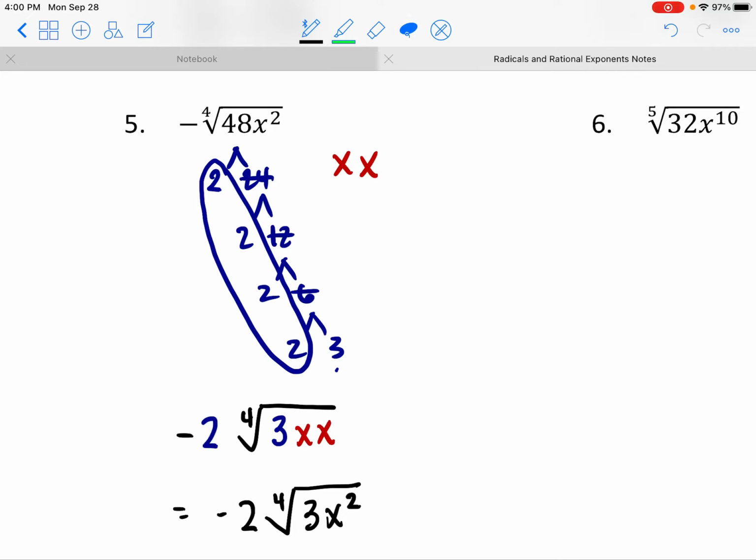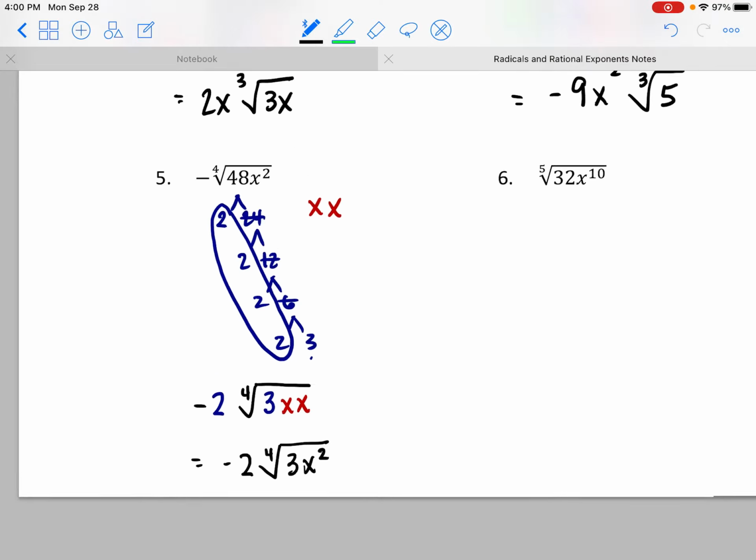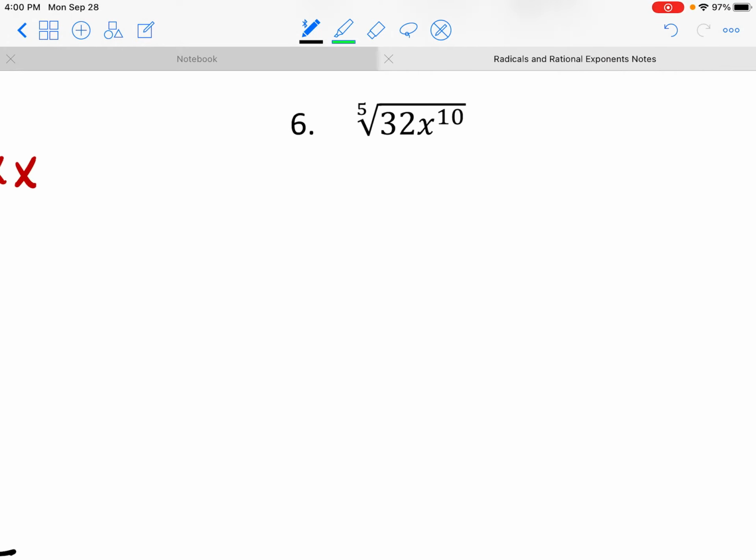There you go. Be friends with the radical. Okay, let's try again. A 5th root. We're going to look for a group of 5 this time.